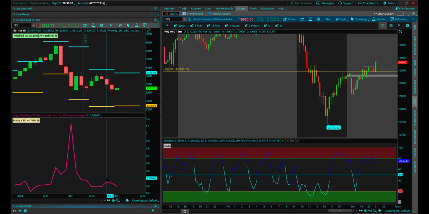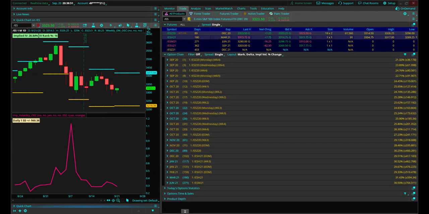The implied volatility indicator, the modified version that I have here, shows me the daily standard deviation. It's an expected move, a one standard deviation expected move from the daily time frame. So this is showing me that in the next day, this market could move $60 higher or $60 lower from its current location.